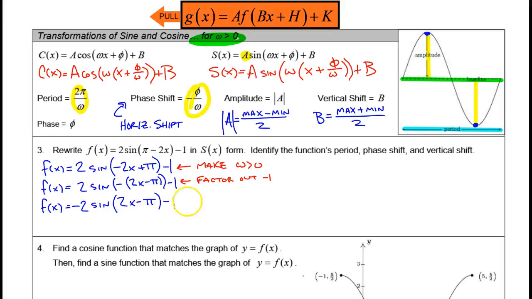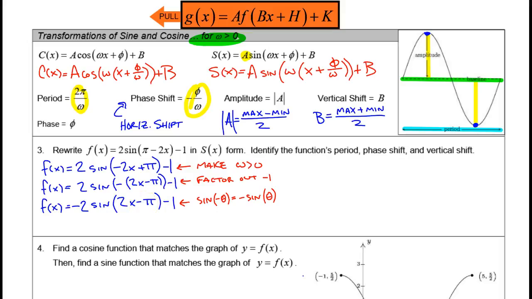That's one of our even and odd identities. Remember, sine is an odd function, so the sine of negative theta is equal to the opposite of sine theta. That might be a stretch for some of you to remember, since it's back a lesson or two ago. But that's how I'm able to get rid of that negative sign from inside the parentheses. And now I have something that is written in sinusoidal form.